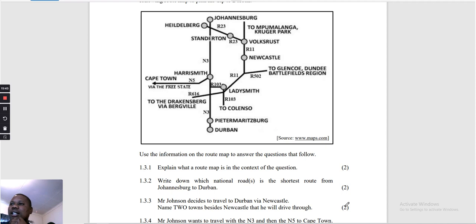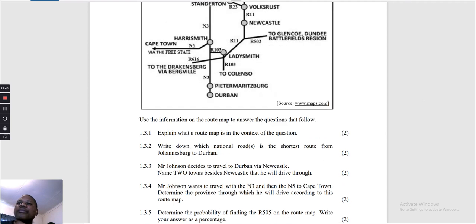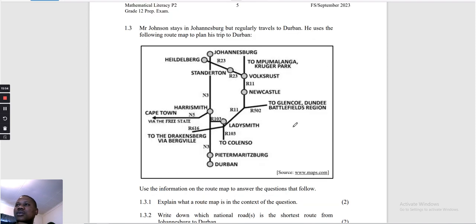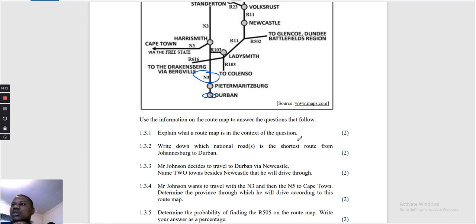Okay, now let's go to number 2. Write down which national road is the shortest route from Johannesburg to Durban. So you see, when you're using this one, there are no distances here, so you just have to look at the shortest route. You see from here up until here, but there's another route where you come and then go this way, come here, come down here. So the shortest route here is going to be national route number 3. So this is N3.